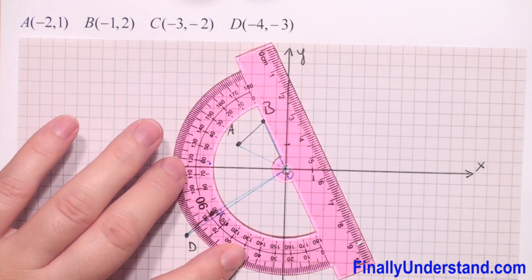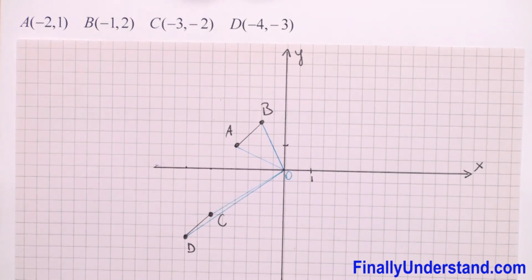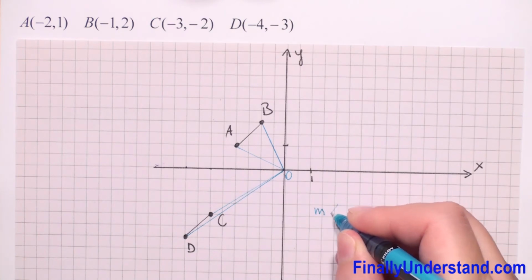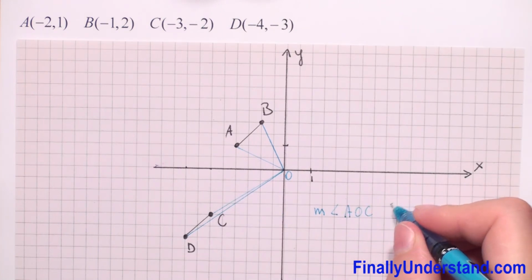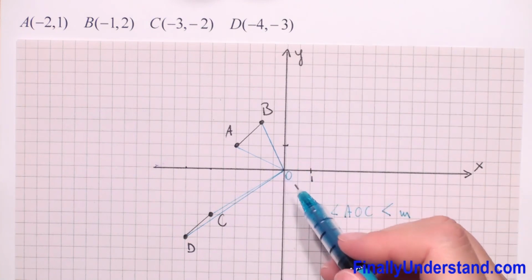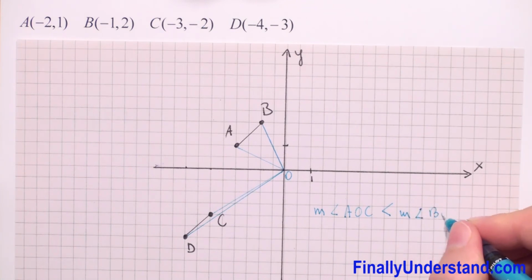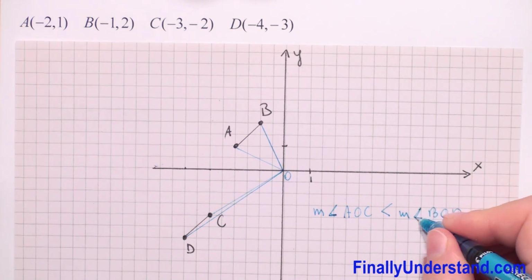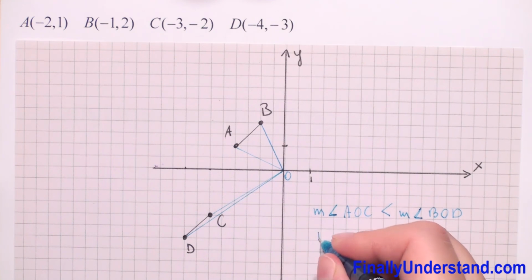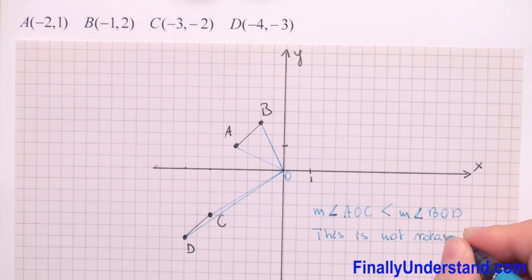So point A and point B are moved by different degrees. We can write that the measure of angle AOC is less than the measure of angle BOD. If this is the angle, the measure of angle AOC is less than the measure of angle BOD. This is not a rotation. So this is my solution.